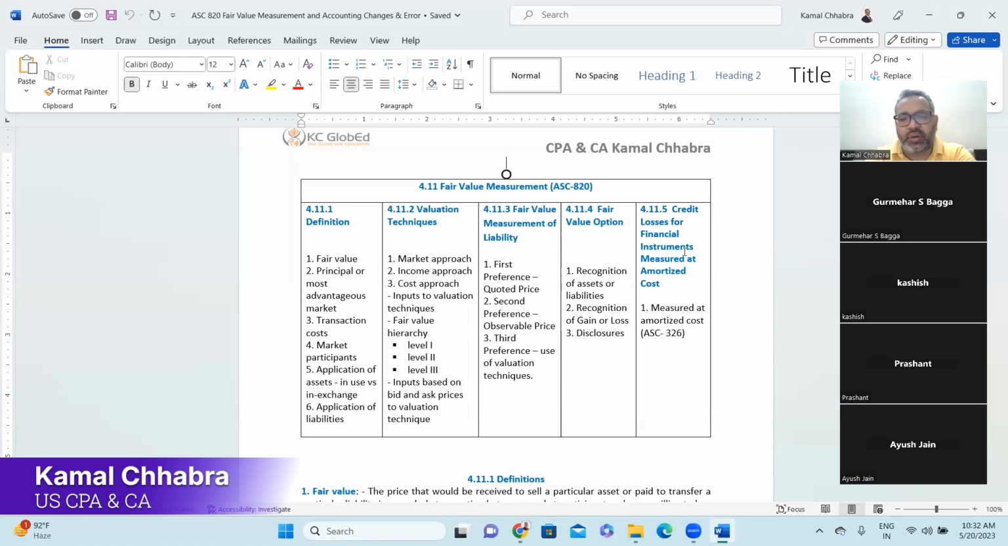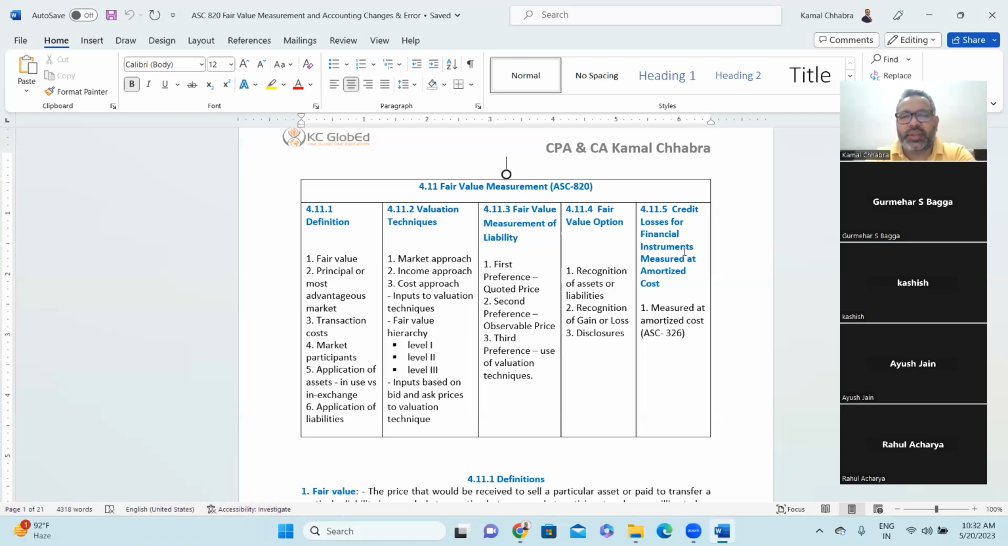And in the same way, you need to recognize the gain and loss. And lastly, and the most important thing, is the disclosure part. Then the fifth thing is credit loss of financial instruments, which we have already studied in detail along with ASC 326. That is being mapped along with ASC 820 when it comes to fair value measurement.